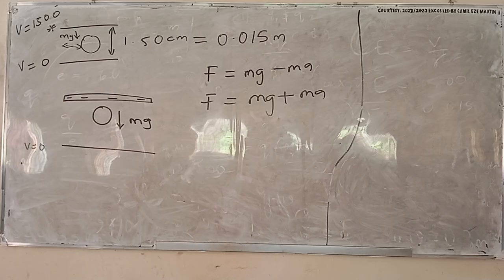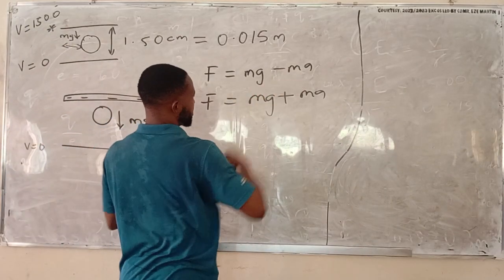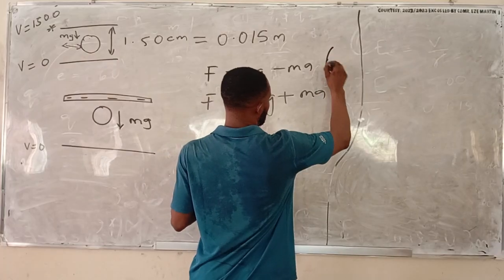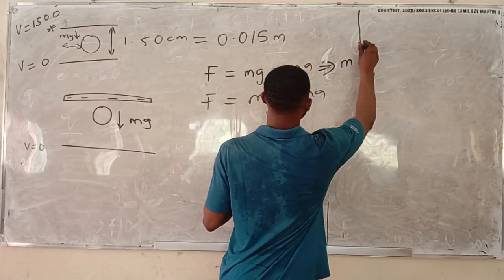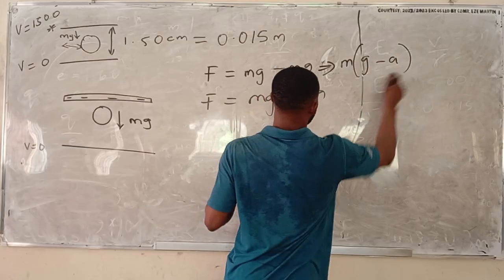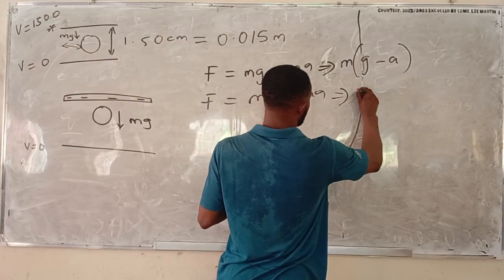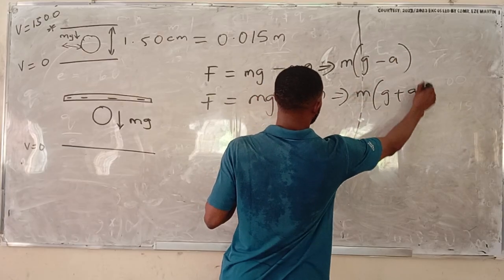Okay, that one has plus. Why does upward have minus? That means I'm correct. Okay, thank you. So we are correct. Downwards is this, upward is this. So this is the same as saying m into g minus a, and this is the same as saying m into g plus a.